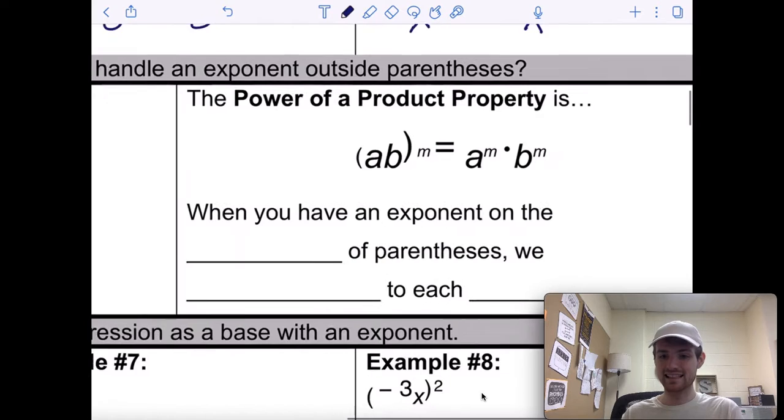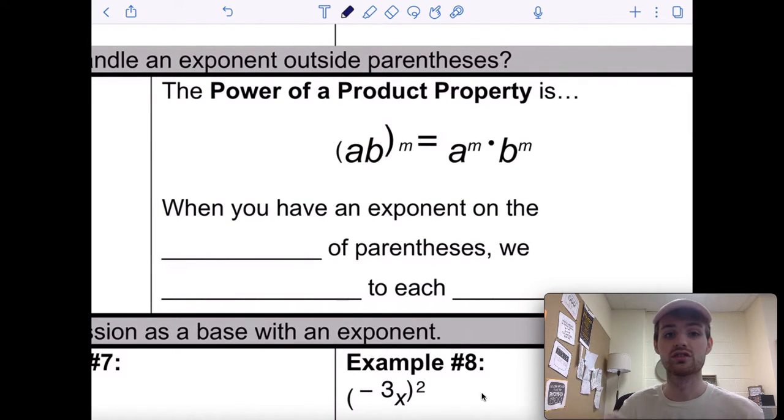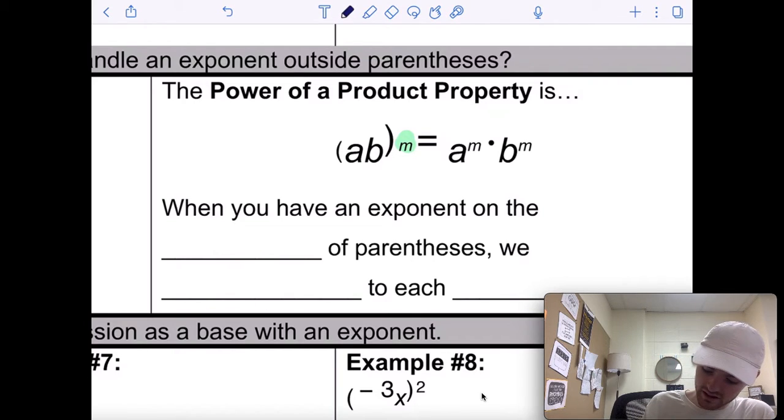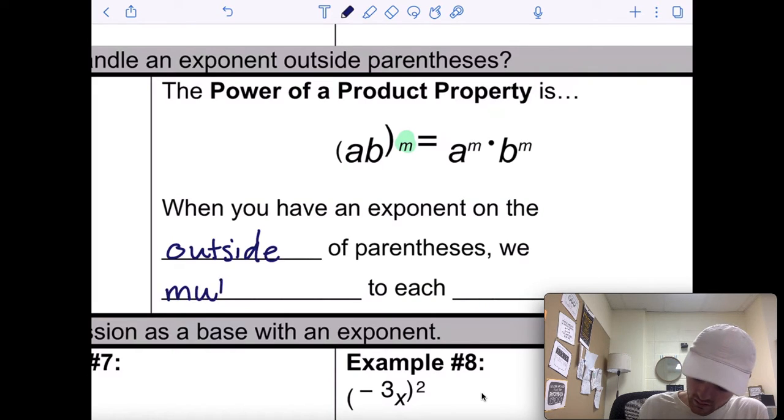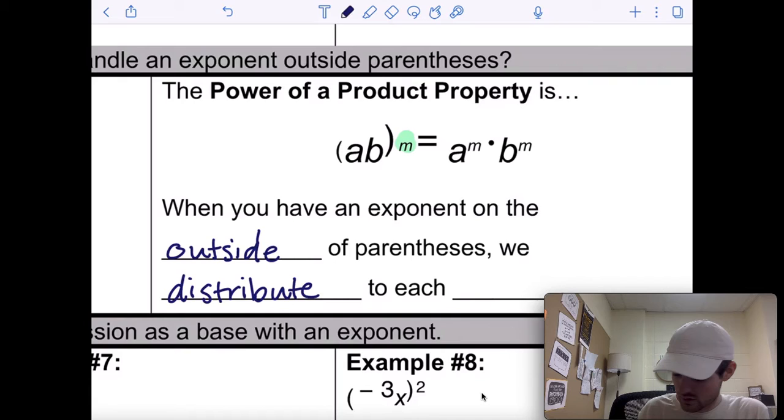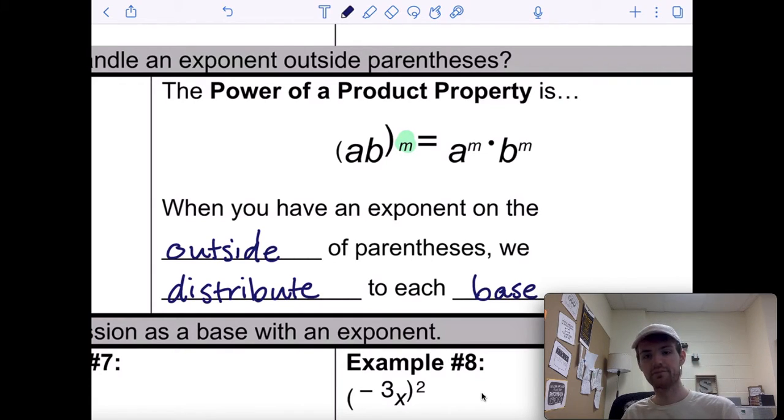So this is the second rule or the second property that we're learning today. When you have an exponent on the outside of parentheses, so very similar to last time so far, when that exponent is on that outside, we multiply, except we're going to use this fancy word. We're going to distribute to each base. We're going to distribute. That just gets us in the mindset of doing those loops.